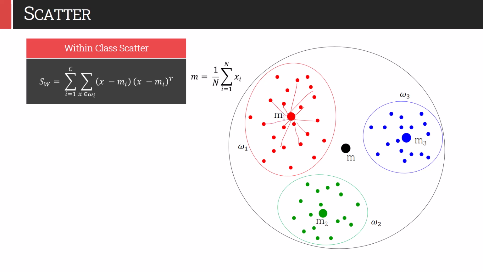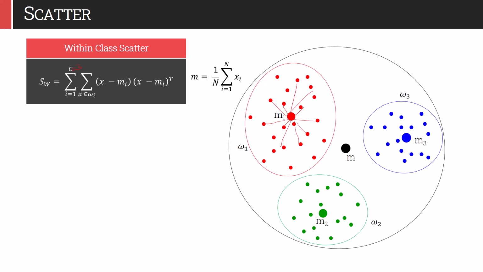So we will have three scatters for class 1, class 2 and class 3. And when we add all of them, we will get the total within class scatter of the data set. What we are doing is summing over i from 1 to c, where c is the number of classes. Right now we have 3 classes, so this will iterate 3 times, c equal to 3. Within that, x belongs to omega i, so i varies from 1 to 3.